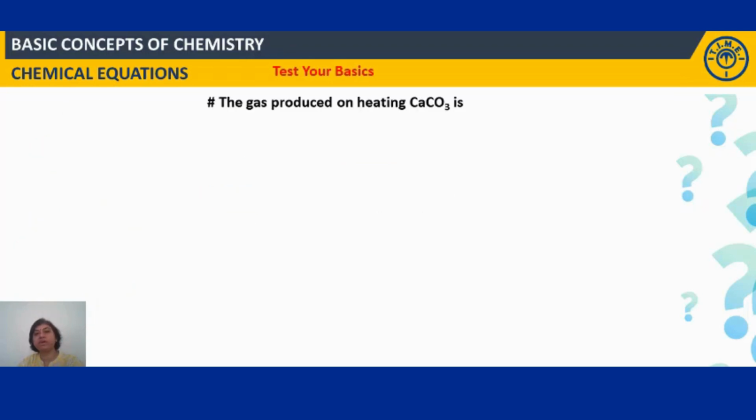The gas produced on heating calcium carbonate is. Fine. So which gas can be produced when we heat calcium carbonate? Not only calcium carbonate, the carbonate salts. In the previous exercise also we have discussed about it. Calcium carbonate has a carbonate radical. Since it has a carbonate radical, on strong heating it gives calcium oxide plus carbon dioxide. Most of the carbonate salts produce carbon dioxide on heating. There are few exceptions.